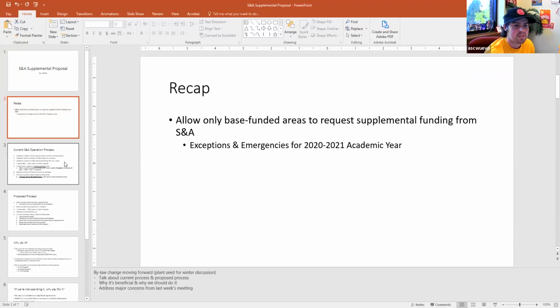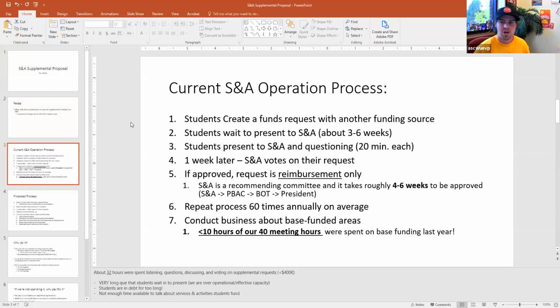So to show the process I'm hoping we change from, in terms of order of operations, and that includes supplemental: last year and the years before that, the first step in how S&A operated was that students created a funds request with another funding source in mind. Students couldn't come directly to S&A. They had to apply from other sources if they were able to.